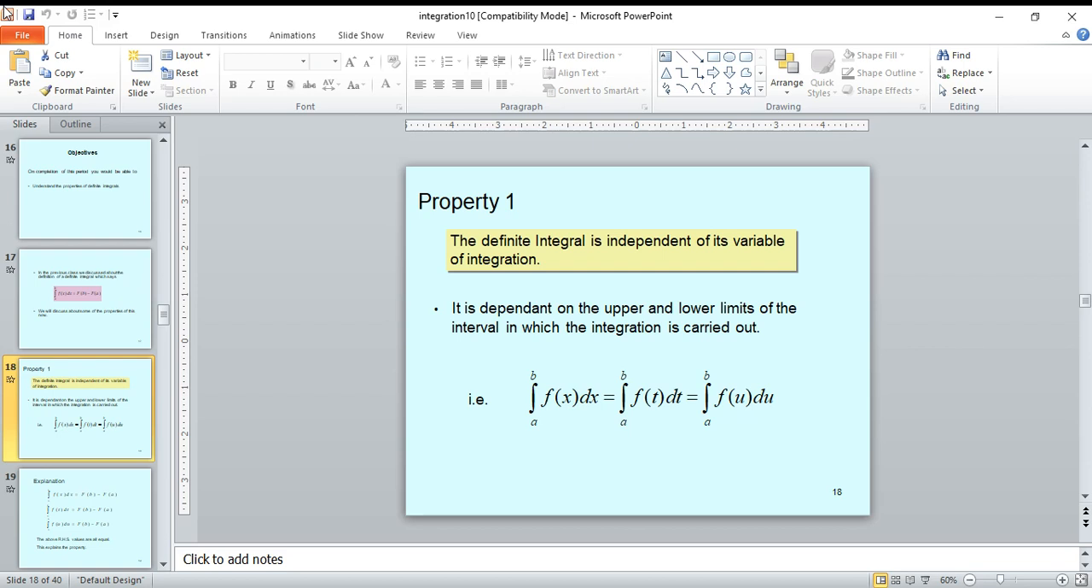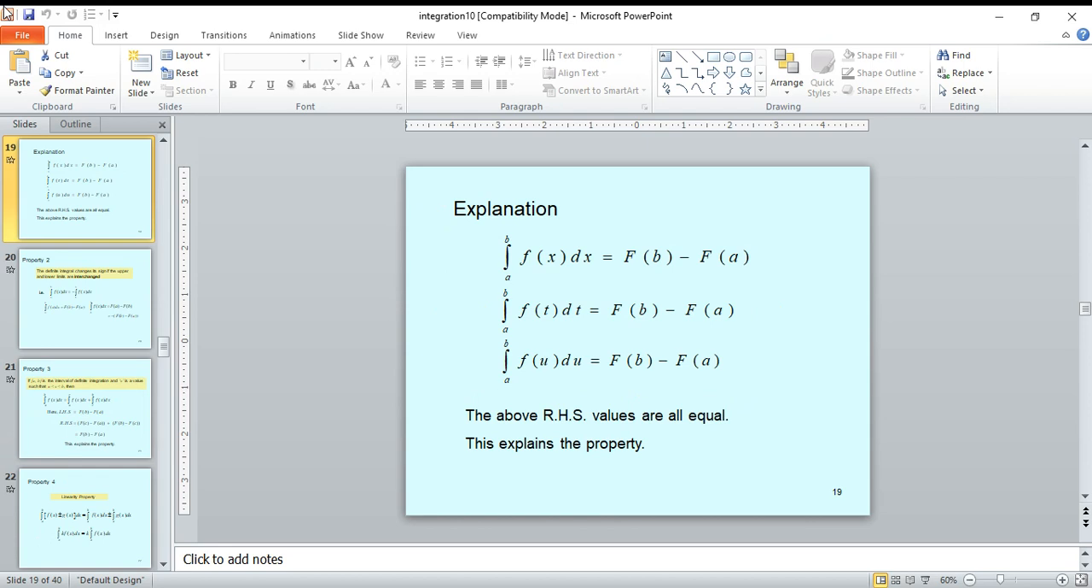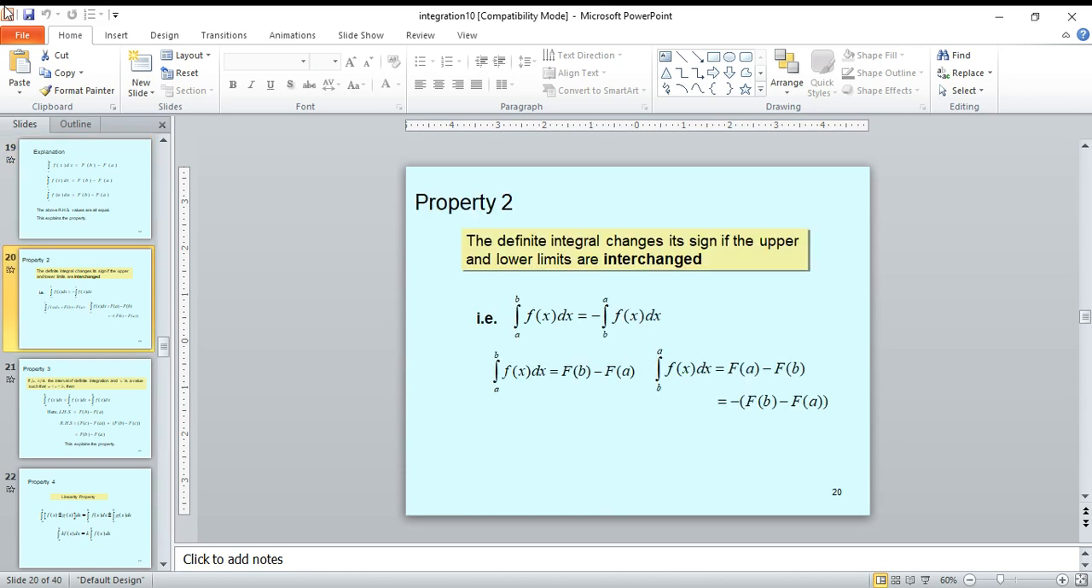It depends upon the upper and lower limits. Symbolically: integration from a to b of f of x dx equals capital F of b minus capital F of a. Integration from a to b of f of t dt also equals capital F of b minus capital F of a. Integration from a to b of f of u du equals capital F of b minus capital F of a. So the answers of all three are the same. The above RHS values are all equal. This explains the property.